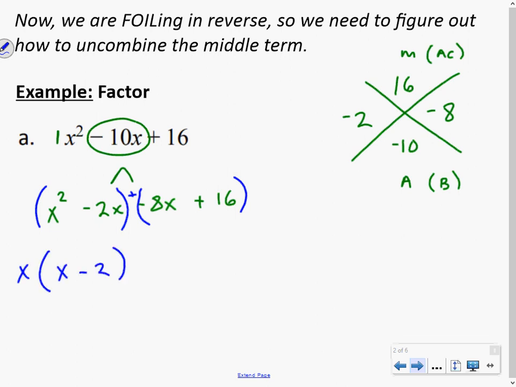And in our second group, the GCF is negative 8. We factor it out. So remember, you're dividing what's inside by negative 8. And we get x minus 2. So it's really just factoring by grouping like we've been doing.